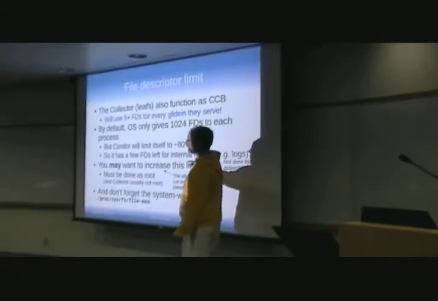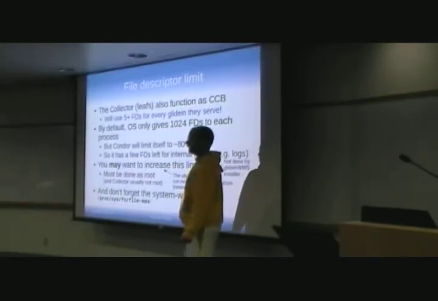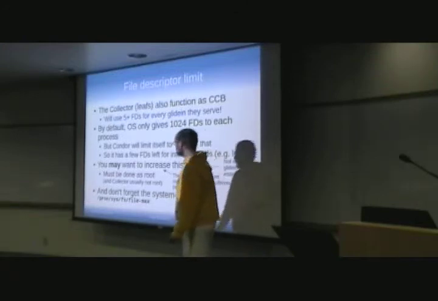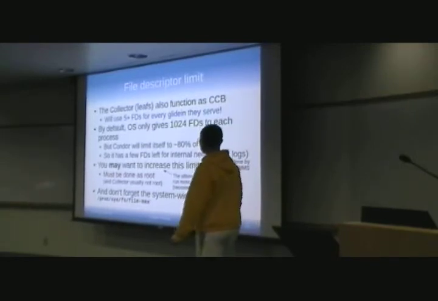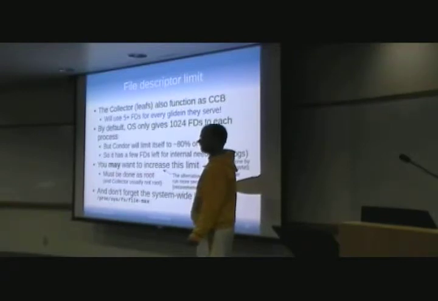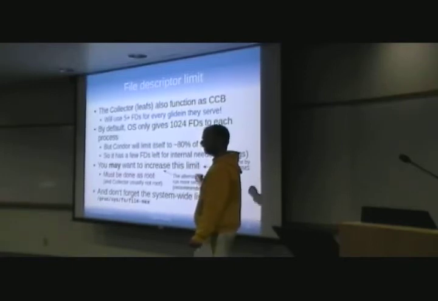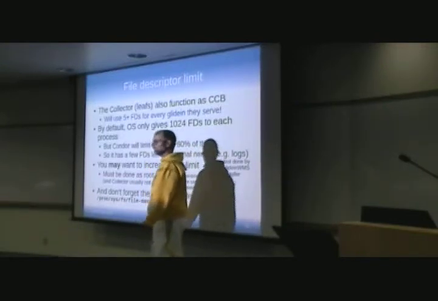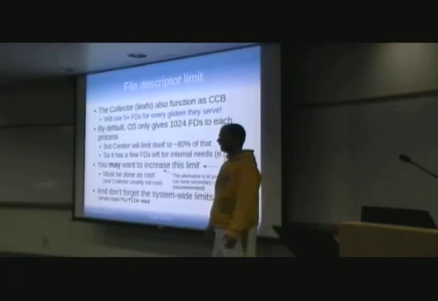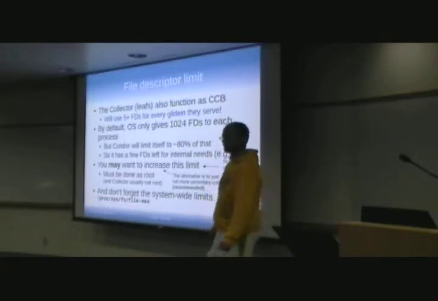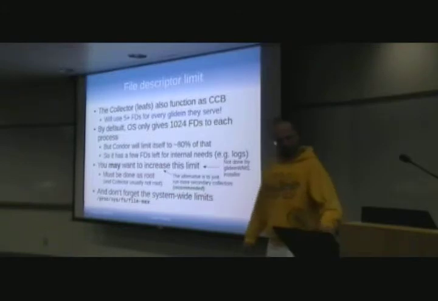You may want to increase this limit so you can serve more glideins with a single CCB, and you need to be root to do that. You usually don't run as root, but you can do it. Although I don't really recommend it, I think it's better to just have more secondary collectors so you also spread the CPU better. But if you are not a fan of having many processes, you can have fewer processes with a higher file descriptor count. And on top of that, make sure you don't run out of system-wide limits. Some installations come with quite low limits in the tens of thousands. In a big pool, you need hundreds of thousands. So make sure you actually raise that limit if it is low.